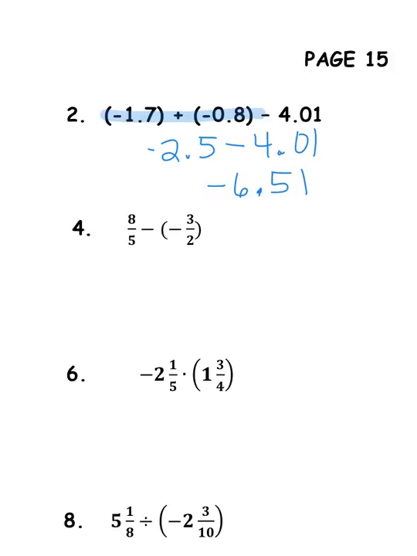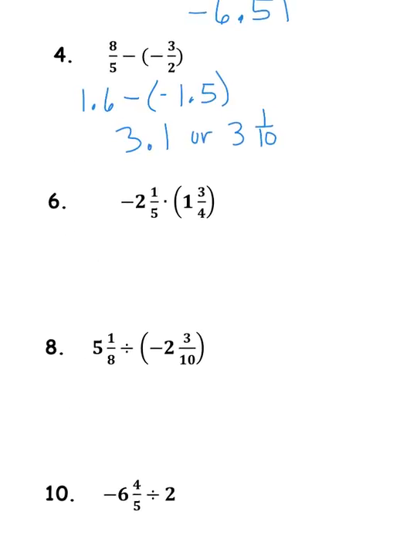8 divided by 5, or 8/5, is equivalent to 1 6/10 minus negative 1 5/10. And when you subtract those two, you get 3 1/10, or you can write it as the mixed number, 3 1/10. Now the next one we're going to multiply.